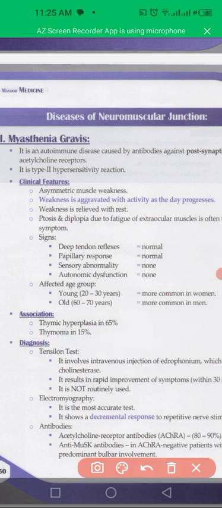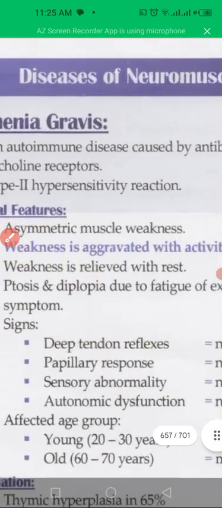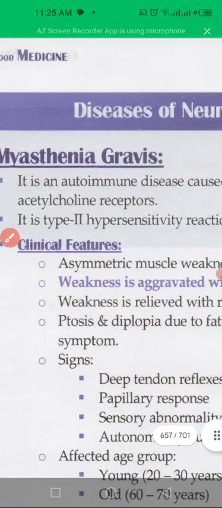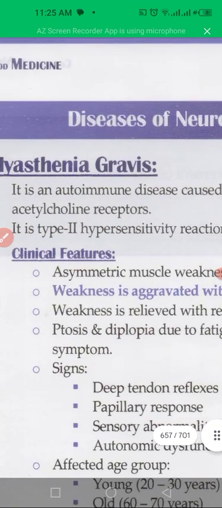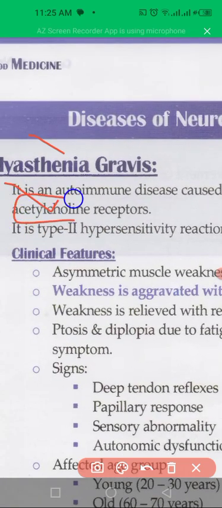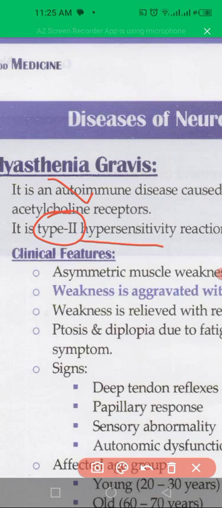It is an autoimmune disease. Myasthenia gravis is an autoimmune disease caused by antibodies against the postsynaptic acetylcholine receptor, and this is a type 2 hypersensitivity reaction, and asymmetrical muscle weakness is present.